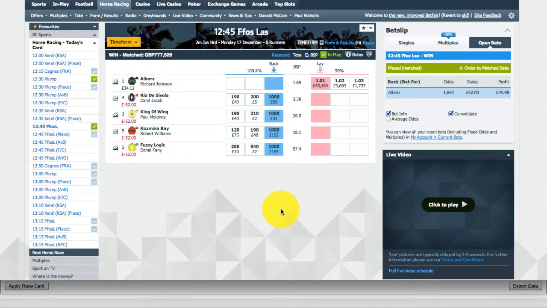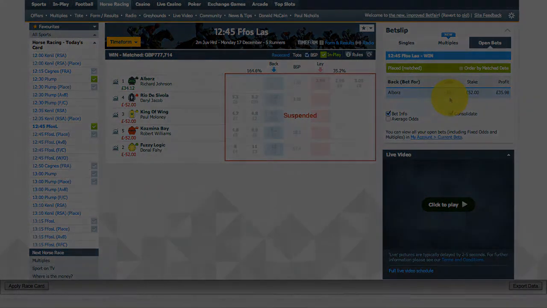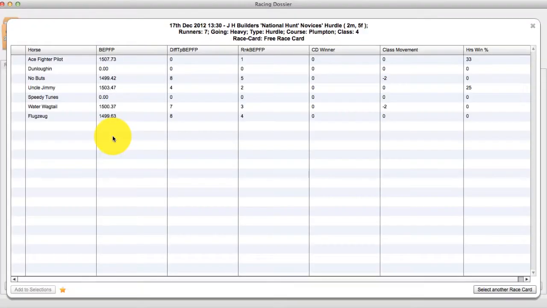Okay, and you can now see here that once again Alborz won the race. We made a profit of £34.12 to Betfair SP, which ended up being 1.692. Okay, we're a bit too close to the 115 now to look at that, so I'm going to look at the 130 instead. You'll notice that we're following exactly the same process.